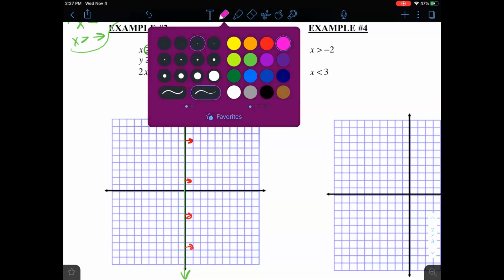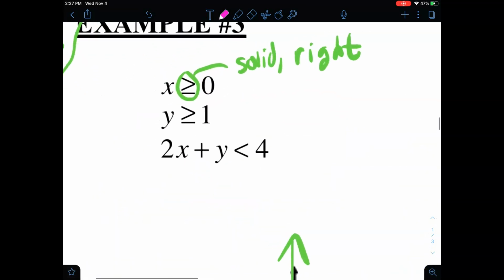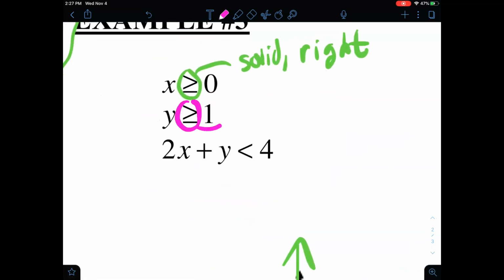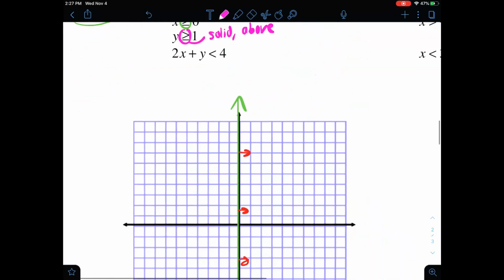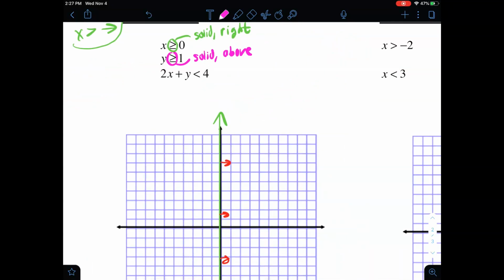Okay. Next, we have y is greater than or equal to 1. That is going to be a solid line because it's equal to. And it's going to be shaded above or below? If it's greater than with y, it's going to be shaded above. If it's less than, it's shaded below. So we're going to do a horizontal line through y equals 1, and we're going to be shading above.